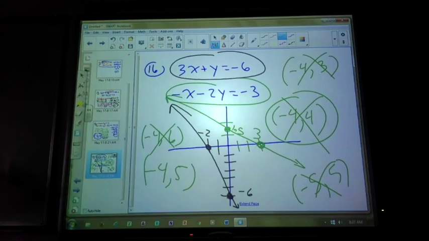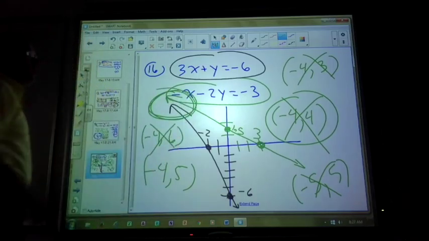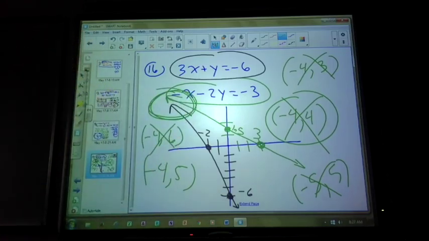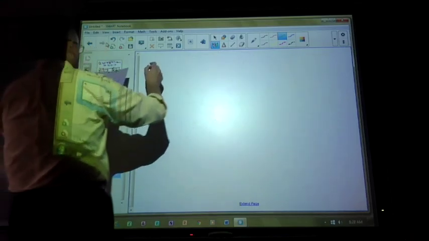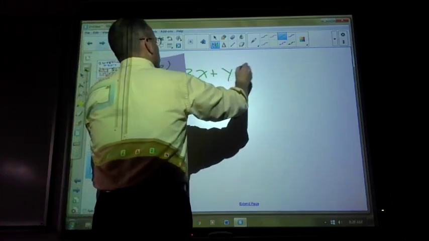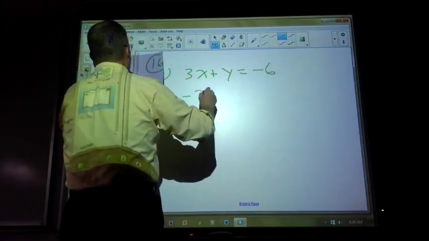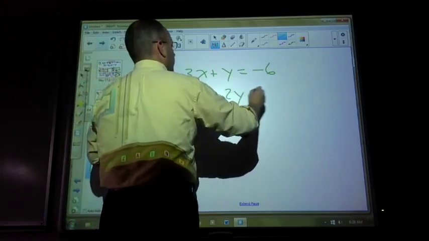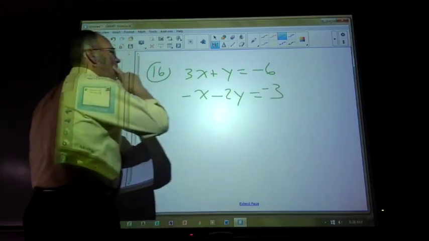So it definitely does exist somewhere over here. The hard thing sometimes on graphing is not always the best way to solve it. Agree? Yeah. So if it's not the best way to solve it, how should you go about doing it? Wait, is it negative 3? I don't know. Negative 3, positive 3. Let's see.